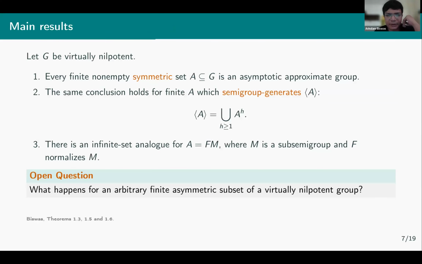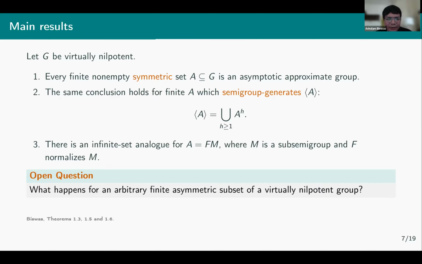And so recently, a few months ago, I was thinking about this problem, and what we could show is that if G is a virtually nilpotent group, then if you take any finite non-empty symmetric set, it will be an asymptotic approximate group. The same conclusion will hold for finite A which semigroup generates G. By semigroup generation, I mean exactly this: A to the power h will cover the whole space. So essentially, after a certain distance, the balls will contain also the inverses.